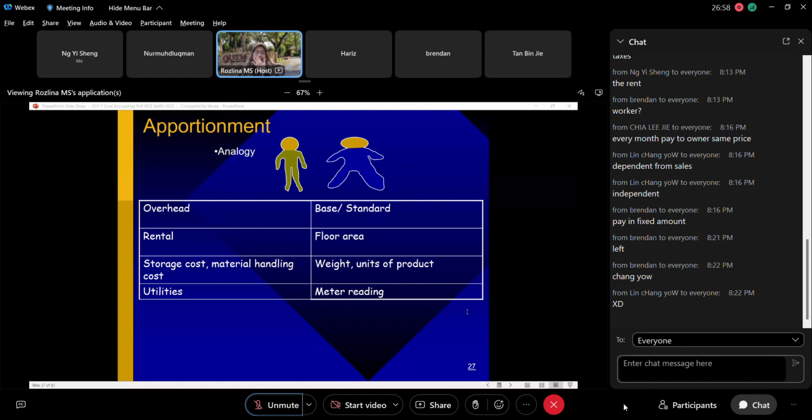You two persons want to rent a house. Let's say the rental is 1,000 ringgit. It can't be had for 1,000, just an example. In order to pay the 1,000 ringgit, you have to agree on the amount. So what is the amount you agree, Brandon and Chang Yo?